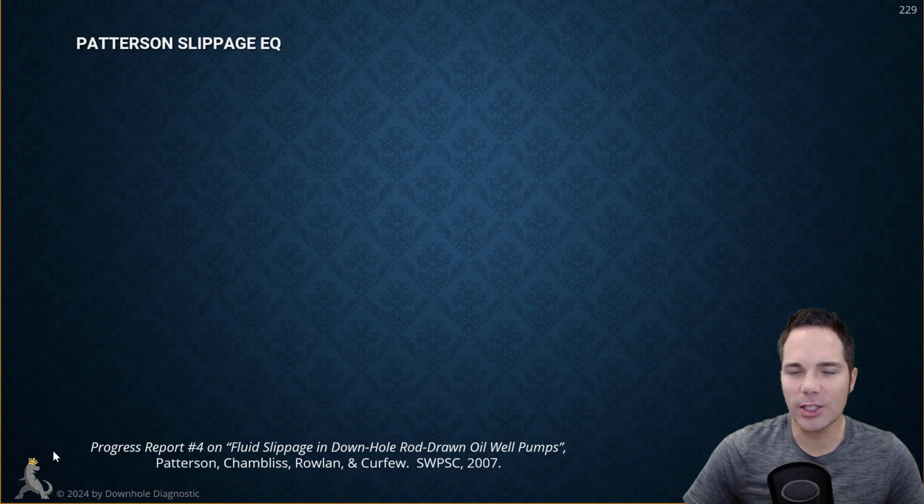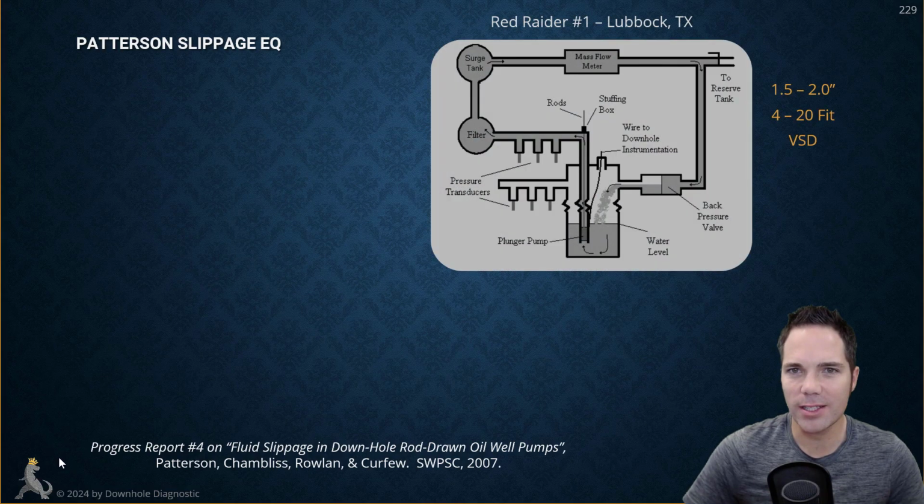And let's look at the slippage equation, the Patterson slippage equation. This was developed at the Red Raider #1. This is a test well at Texas Tech University, which is in Lubbock, Texas. This is just a couple hours north of Midland. And my understanding is that this test well is on campus here. And so they drilled a 4,000-foot well, they cased it, and they cemented it into place, but they didn't perforate anything. It's just a test well where you can run equipment down in there and do various tests. They have all sorts of instrumentation, that sort of thing in there.